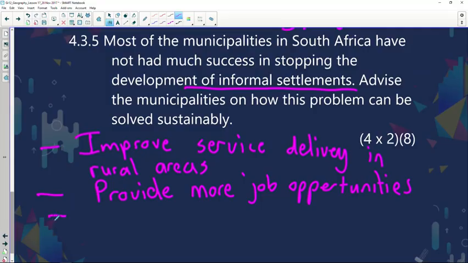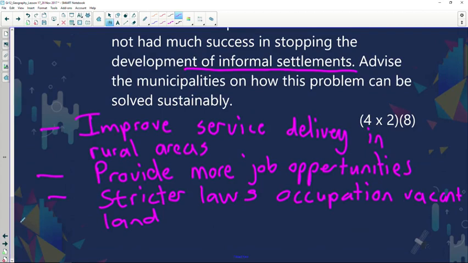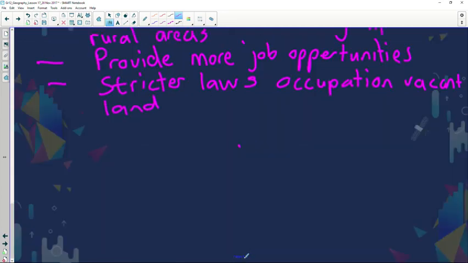Another point that we can use over there is to have stricter laws regarding occupation of vacant land. Because it seems with the informal settlements, no one is stopping them from building this weak infrastructure on the land that's vacant. So stricter laws can definitely be implemented.